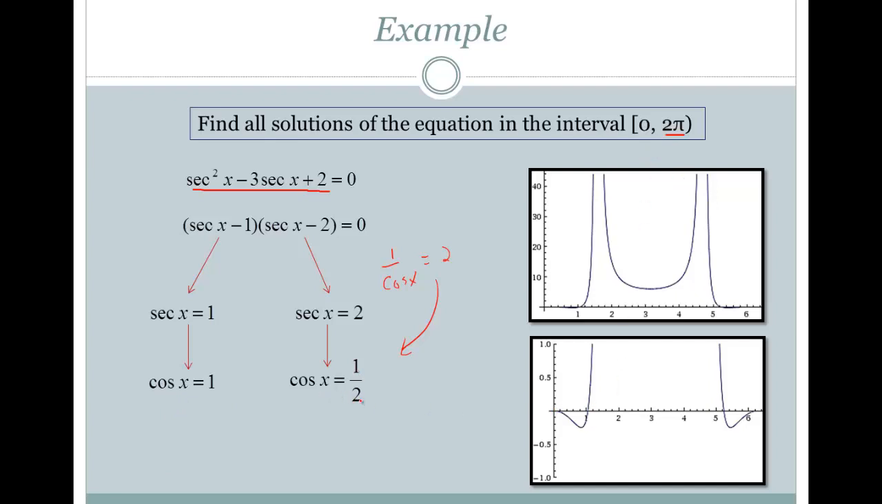Cosine x is equal to a half. That's going to give me two values on this interval. One's going to be pi over 3, and the other is going to be 5 pi over 3, in the fourth quadrant. So there are my zeros. I got 0 there. This is pi over 3 and 5 pi over 3.